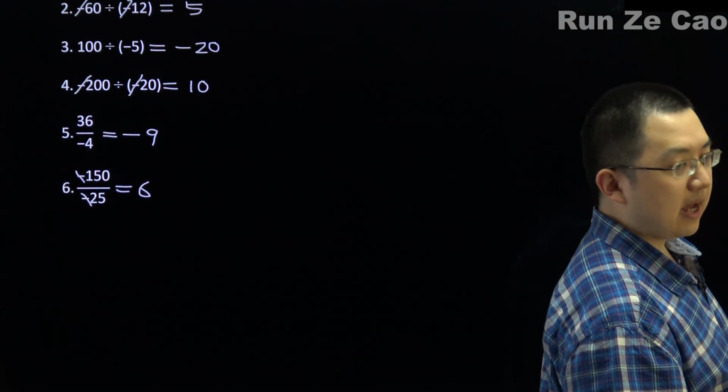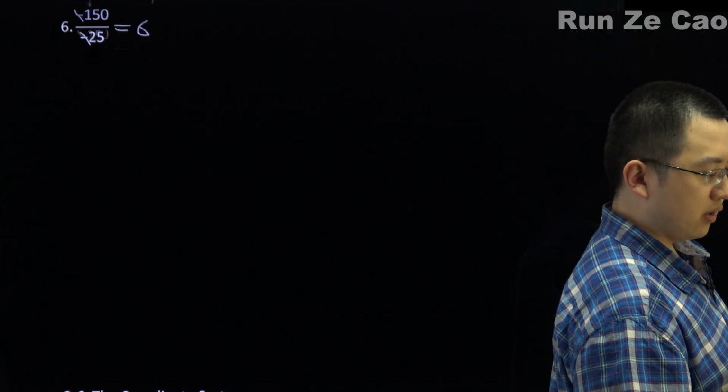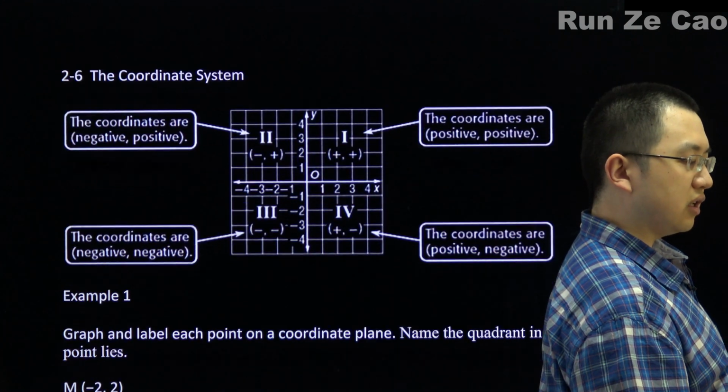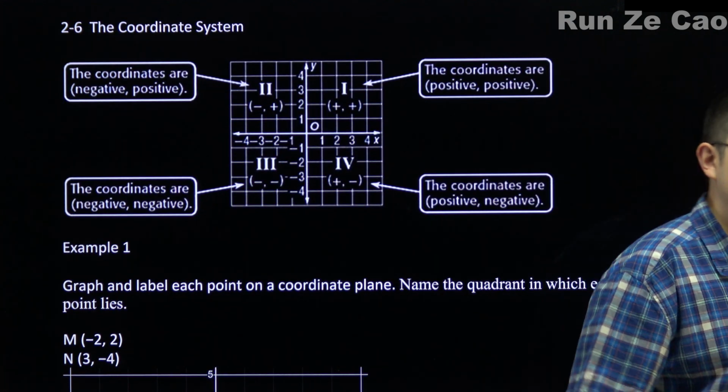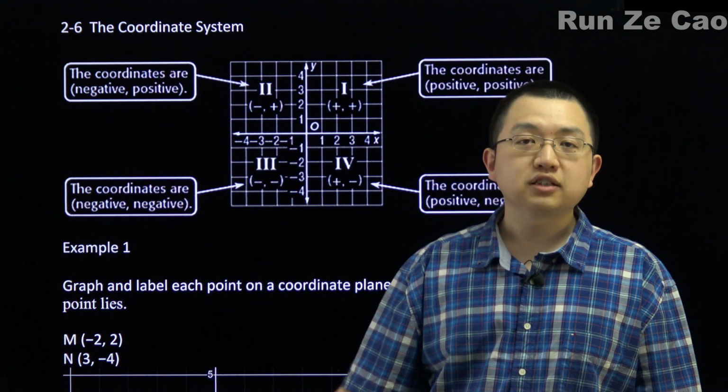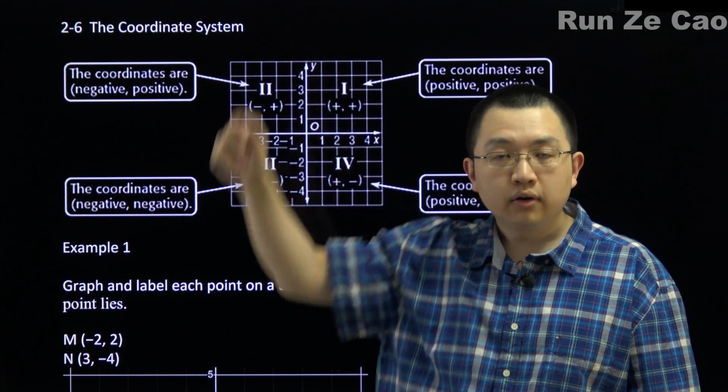So yeah, just keep an eye out for the number of negative symbols. If it's even, then you end up with a positive result. Odd, you end up with a negative result for multiplication and division. Addition and subtraction are completely different things.